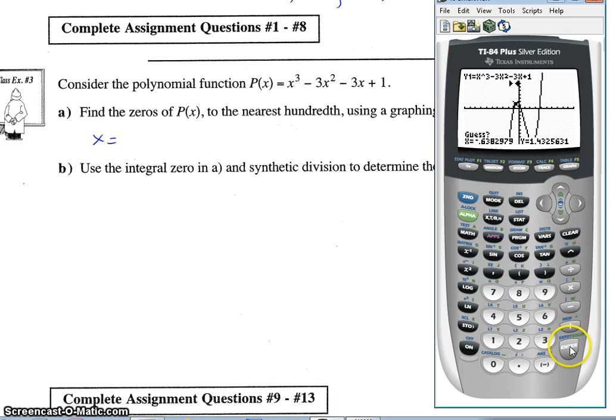So we hit enter. And we get x equals -1. I thought that one was x equals -1. Okay, so we're going to write that down, and then we're going to find the other two. Just remember when we're finding this middle one, left bound would be above the x-axis, right, because we're left, and right bound in this case would be below the x-axis. So you guys go ahead and find the other two.